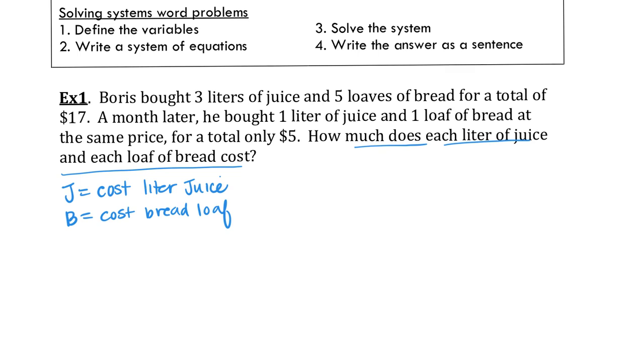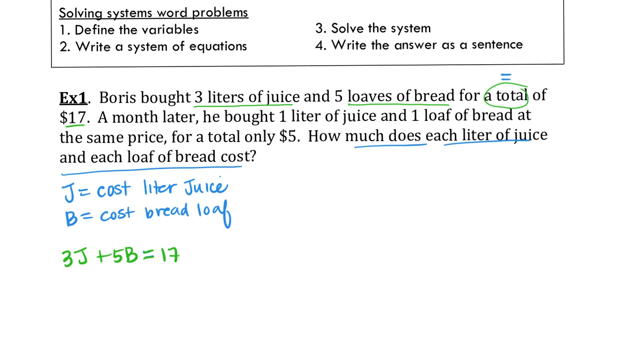Next, we're going to write a system of equations. So we're going to read through the question using J and B and look for information I can turn into an equation. Okay, so what did I start with? Boris bought 3 liters of juice and 5 loaves of bread for a total of $17. So he's saying that 3 liters of juice plus 5 loaves of bread have a total price, or they equal, what are they equal to? $17. Okay, I have one equation.